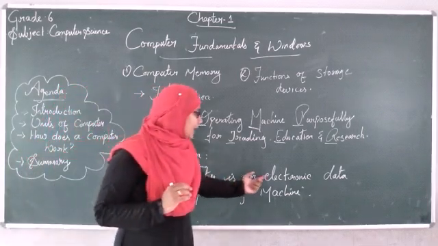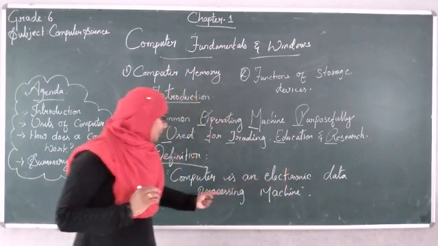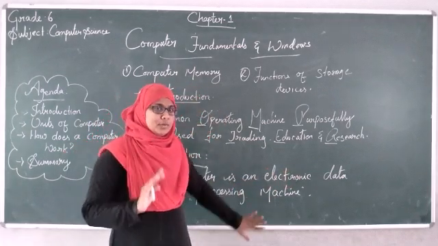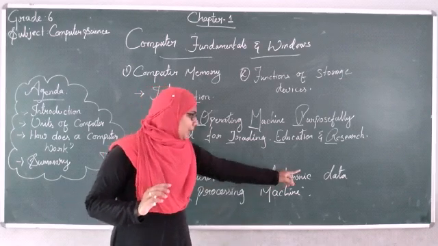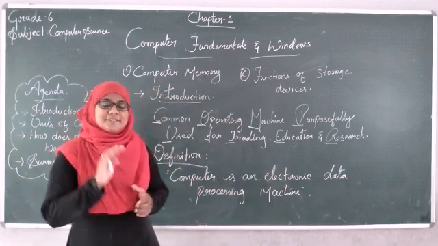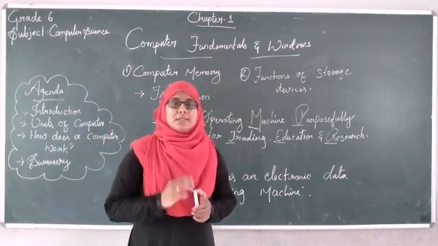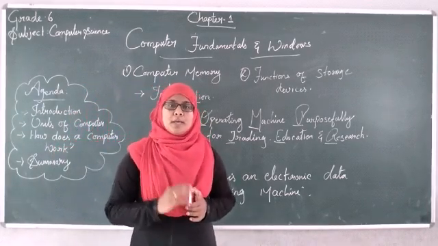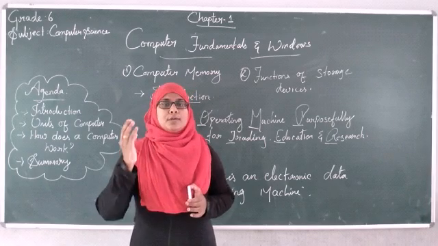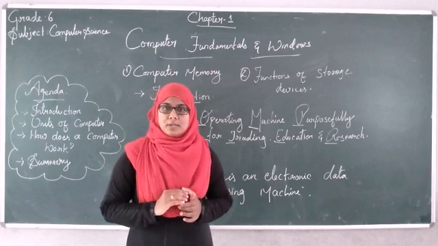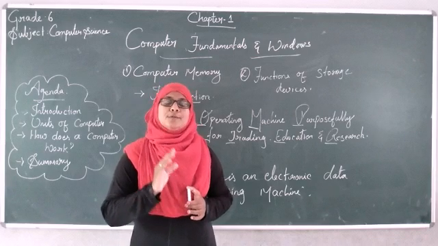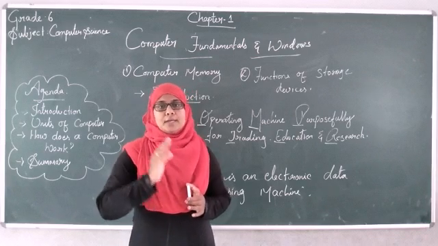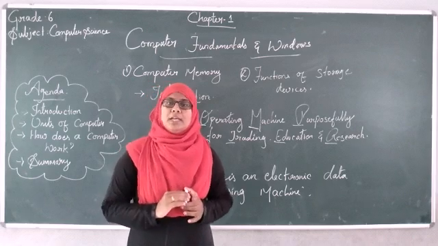Computer is an electronic data processing machine. As you know, this is an electronic machine. And what do you mean by data processing? It is nothing but a method used to convert raw data into useful information. I am repeating. It is a method used to convert raw data to meaningful information.